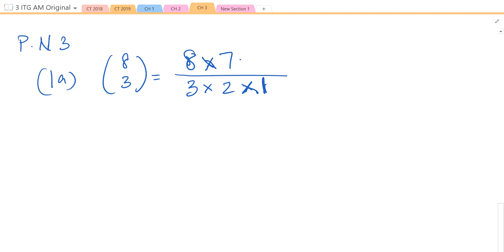Okay, so now we can cancel. Okay, but by now you want to use your calculator also can. Okay, cancel, cancel. Sorry, the handwriting is horrible. Cancel and cancel, we get 56. You can use your calculator to verify. Okay? Can you do part B by yourself? And part C by yourself?